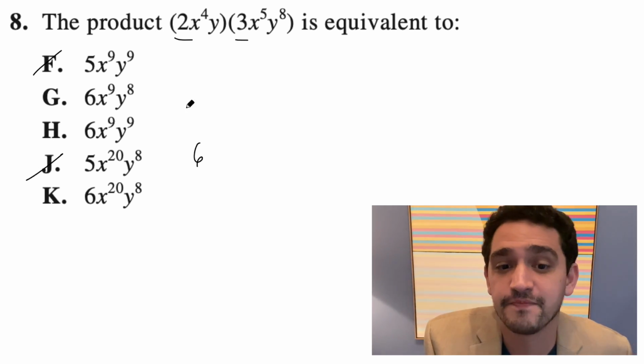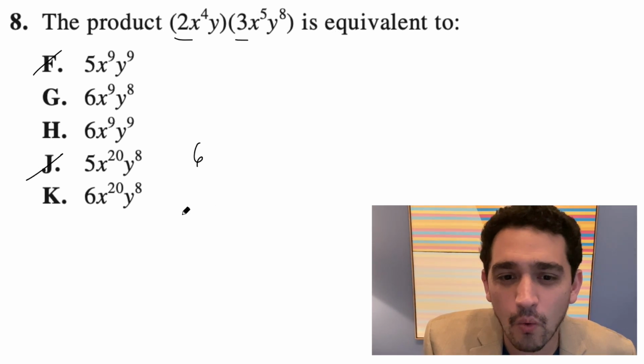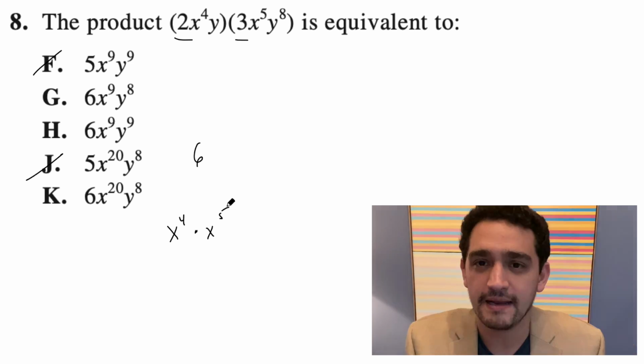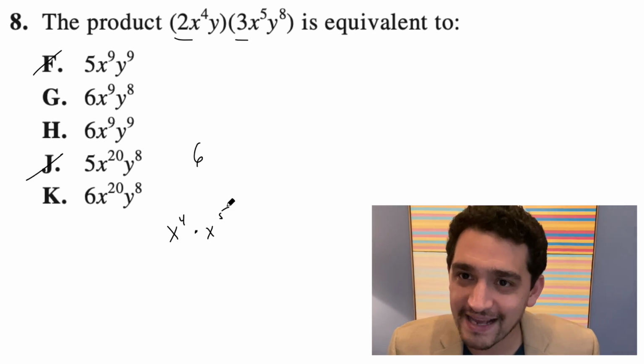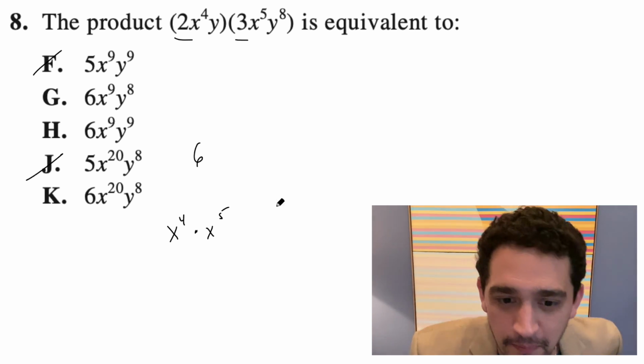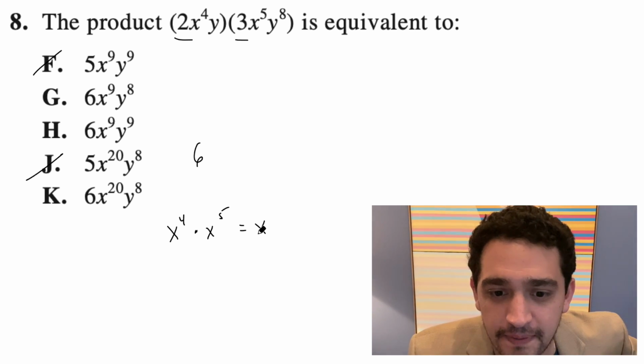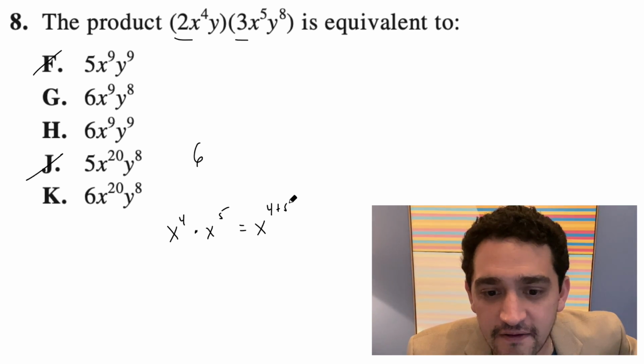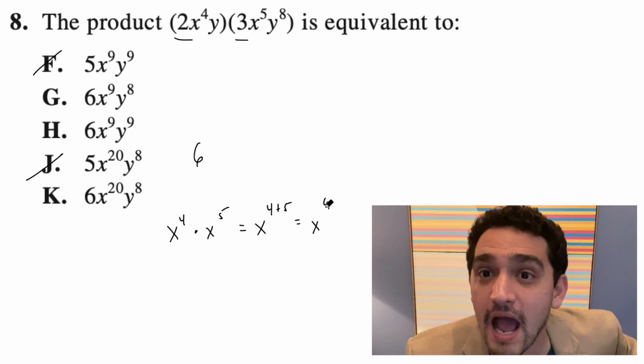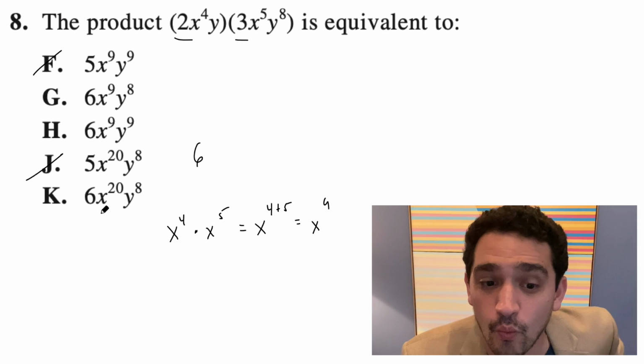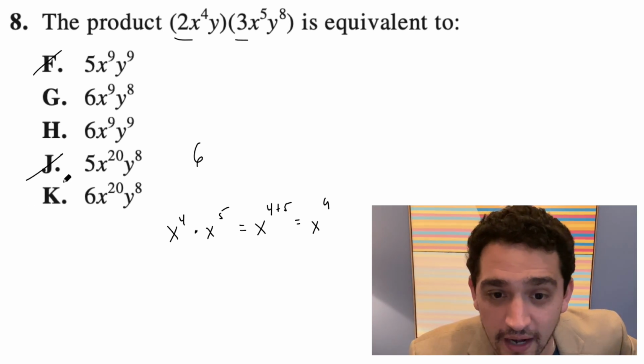That gives us 5. Then we want to know what is x to the 4th times x to the 5th. Now remember, when you multiply exponents, you add the powers. This becomes x to the power of 4 plus 5, or x to the power of 9. We can now eliminate option K, which gives us x to the power of 20.